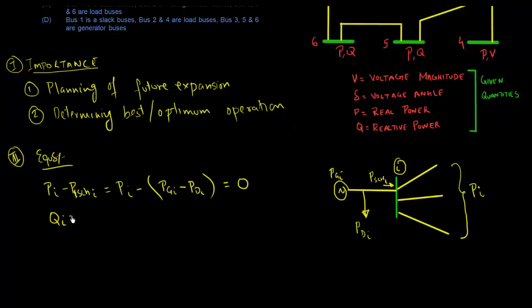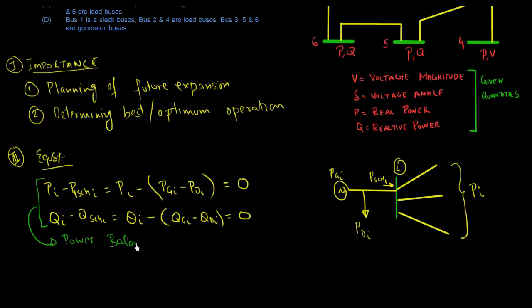Similarly, for reactive power, you would have a scheduled reactive power, which should be equal to your reactive power that's going to the n buses, and therefore the summation of that should be equal to 0. These are what are known as your power balance equations.